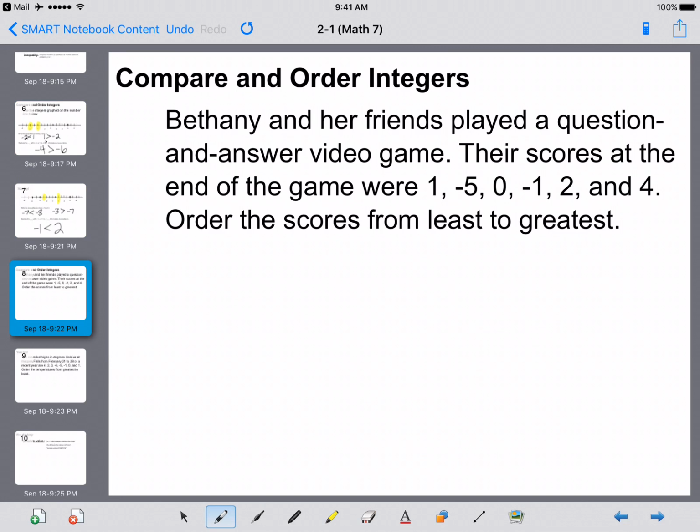Bethany and her friends played a question and answer video game. Their scores at the end of the game were 1, -5, 0, -1, 2, and 4. So we're going to order the scores from least to greatest. In order to do that, I'm going to put my numbers on a number line.